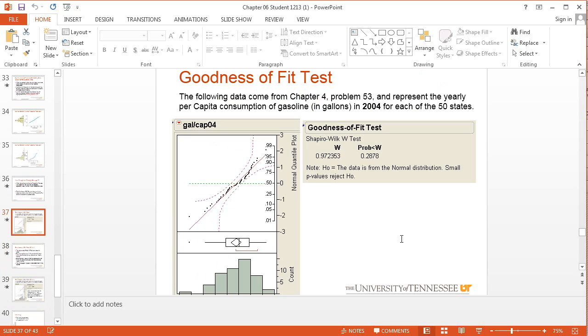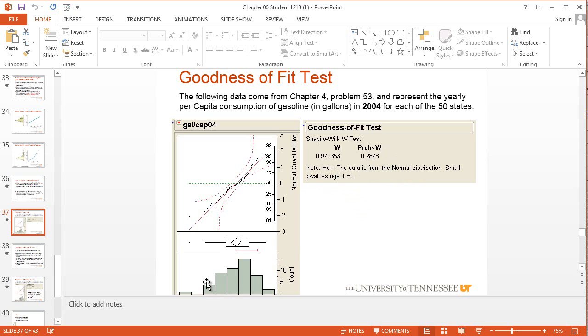Now, the goodness of fit test does what it says. It tries to see if this data fits under the normal distribution. With this in mind, let's read off what it says. This stands for null. The null is that the data is from the normal distribution. Small p-values reject the null. What is a small p-value? For right now, we will understand that a small p-value is below 0.05. So in this instance, we cannot reject the null, which means we're going to stay with it. This means the data is from the normal distribution because I cannot reject it.